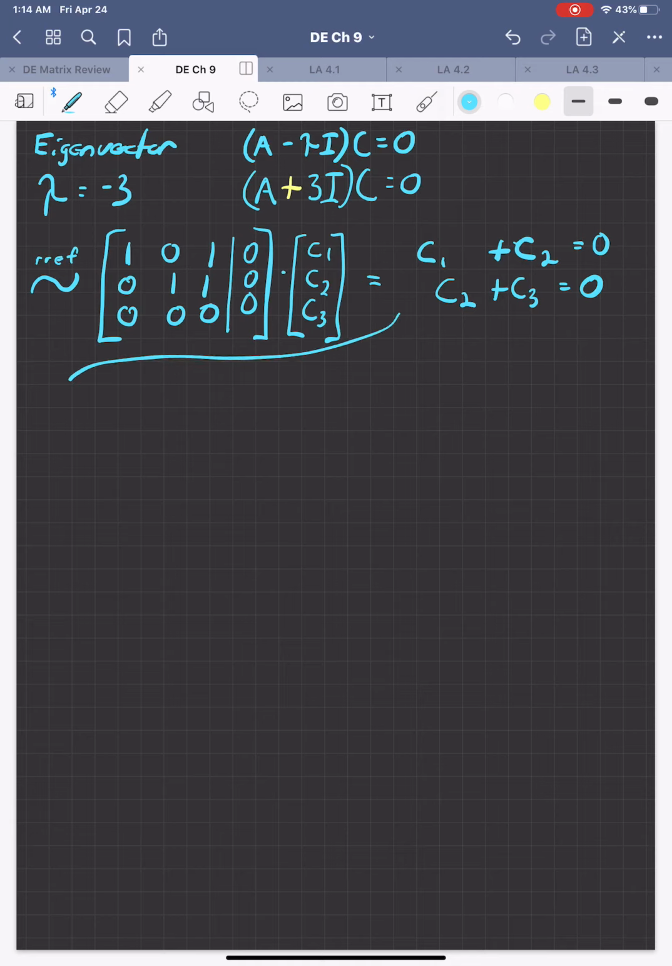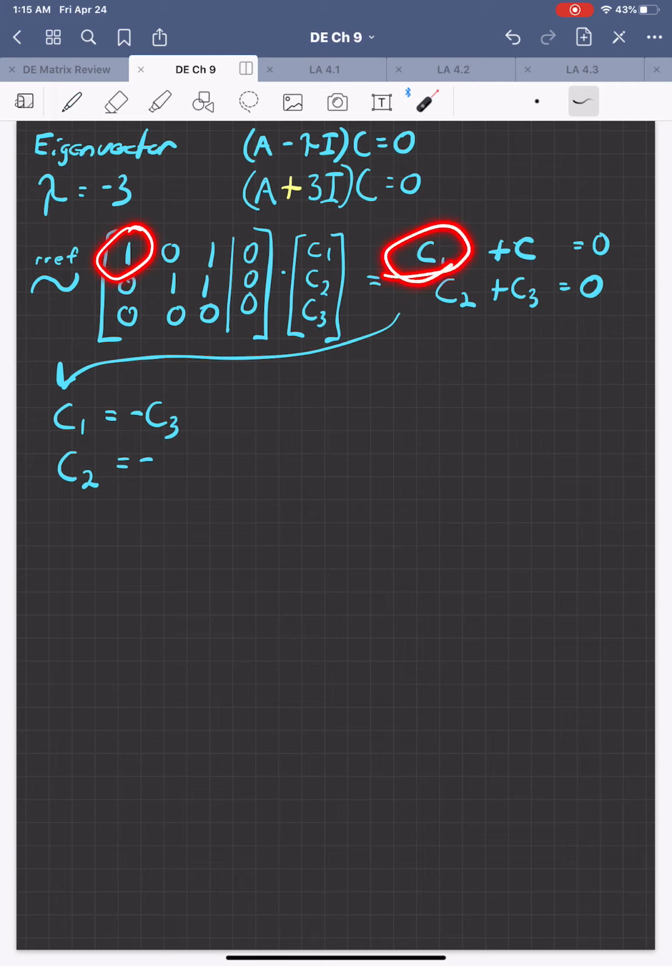So at this stage, we solve. Notice that you have 2 basic variables and 1 free variable. Let's go ahead and solve for our basic variables. So we would have C sub 1 is equal to negative C sub 3, and C sub 2 is also negative C sub 3. Did I do something incorrectly? I think I did, didn't I? Yeah, that should be 1 C sub 1 and 1 C sub 3, that's what I should have here. And then C sub 2 is also equal to negative C sub 3.